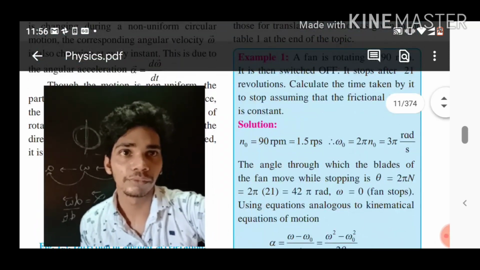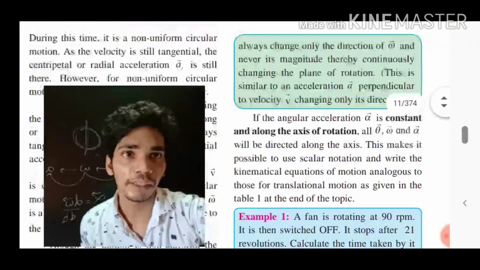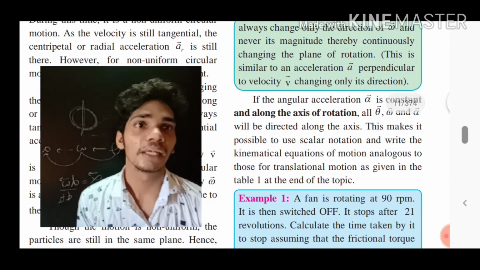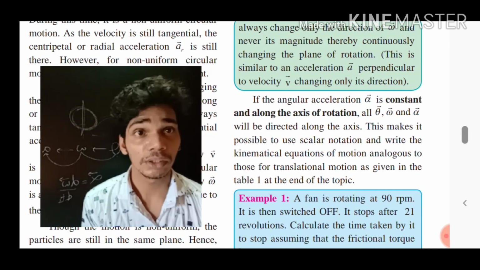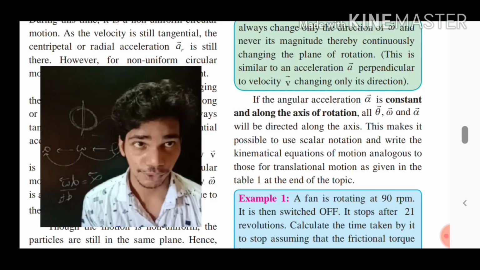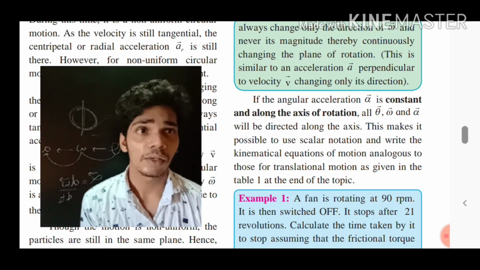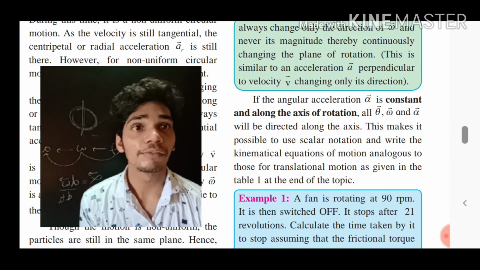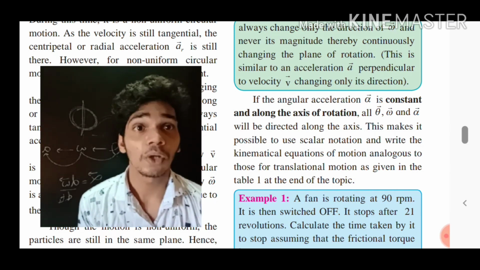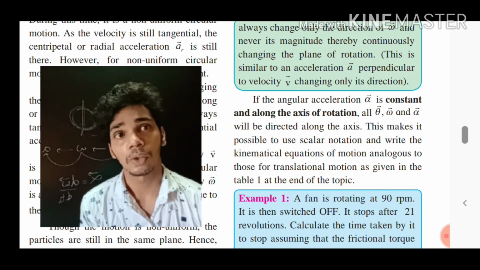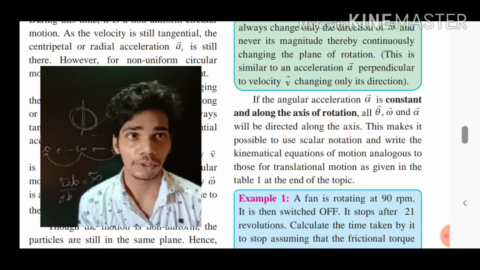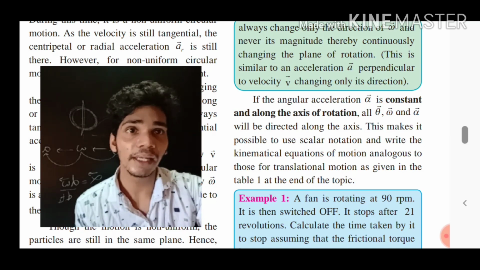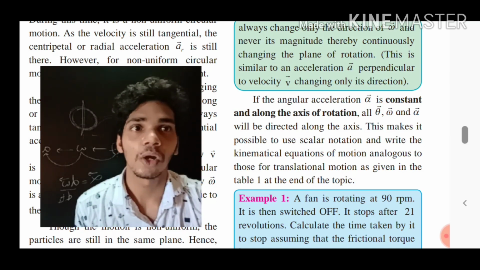Okay, let's solve the example. Before that, there is one more point. You have to understand that if the angular acceleration, that is alpha, is constant and along the axis of rotation, then theta, omega and alpha will all be directed along the axis. Underline that part. If the angular acceleration is constant along the axis of rotation, then the angular displacement, angular velocity and angular acceleration will be directed along the axis.